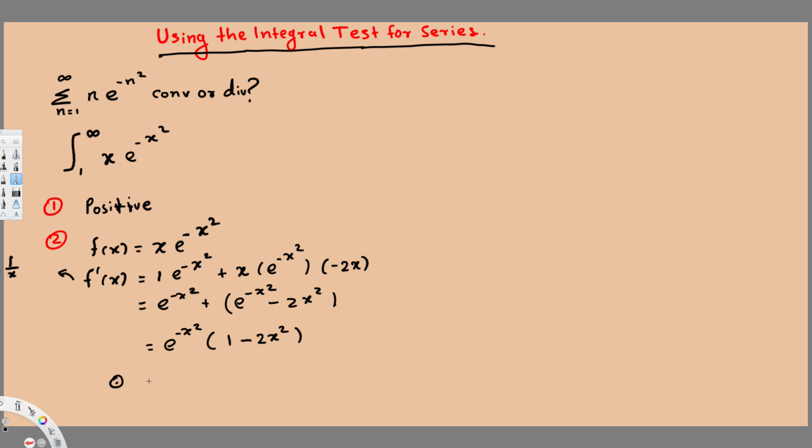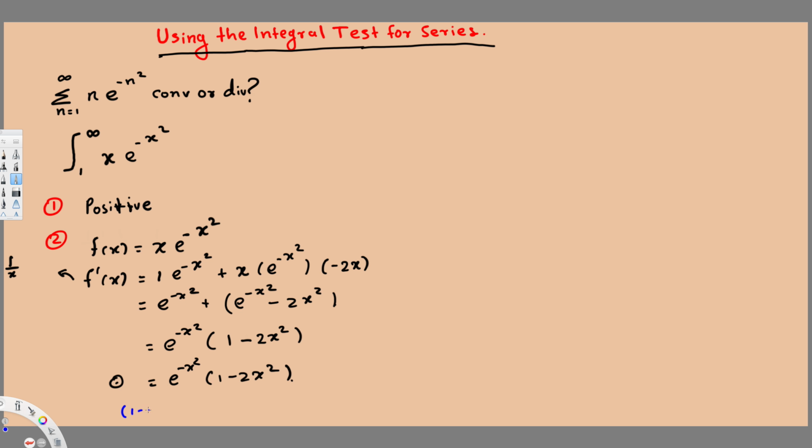If you equate this function to 0, what value do we get? e to the power minus x square, times 1 minus 2x square. If you divide 0 by e to the power minus x square, that doesn't change anything, so we can get rid of it. So all we have to do is equate 1 minus 2x square to 0 and find the x value.